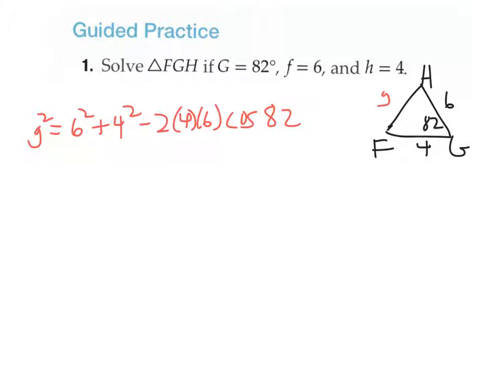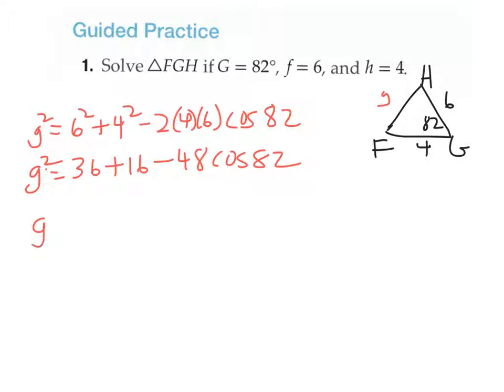So now when we go through the math of this, g squared equals 36 plus 16 minus 48 times the cosine of 82. And so we get g squared equals 45.319691, and we take the square root of that, and we get g equals 6.7 rounded to the tenth. So now we know what g is.